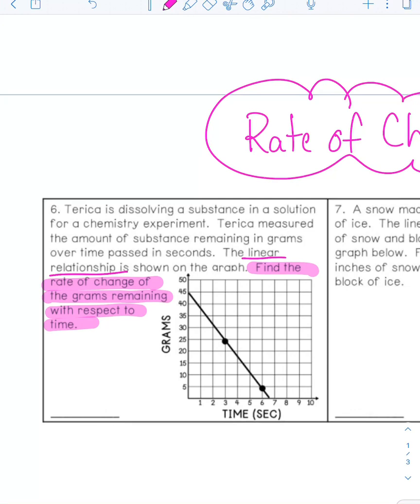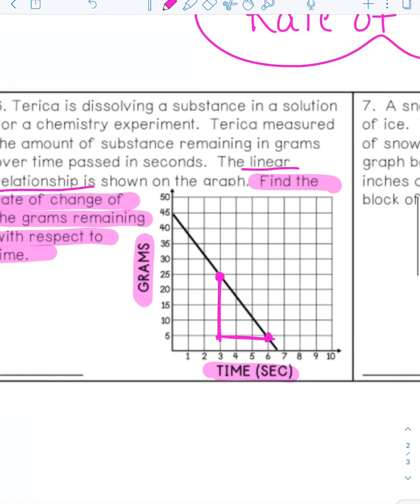So here's what they do. They tell you grams with respect to time. Grams, that's your rise. Time, that's your run. See, change in y over change in x. So I'm going to find my 2 corner points. You do it the same way, guys. It's just called rate of change, and they give you words with it for your x and your y axis. So they were nice, and they gave me my 2 corner points. So I'm going to draw in my rise and my run. And if you're doing this on the computer, of course you won't draw, but it'll work the same way.